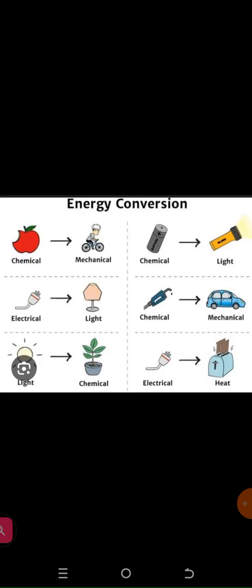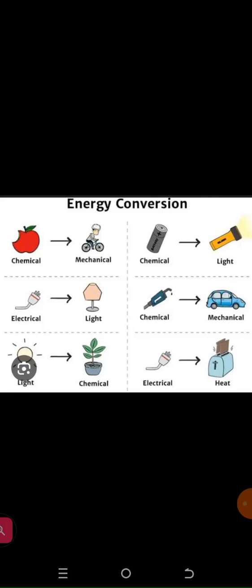All of you know that energy is neither created nor destroyed. It is called the law of conservation of energy. It means that energy can neither be produced nor be wasted. It just converts from one form to another form, and you can see in this picture that one form of energy is converting into another form.